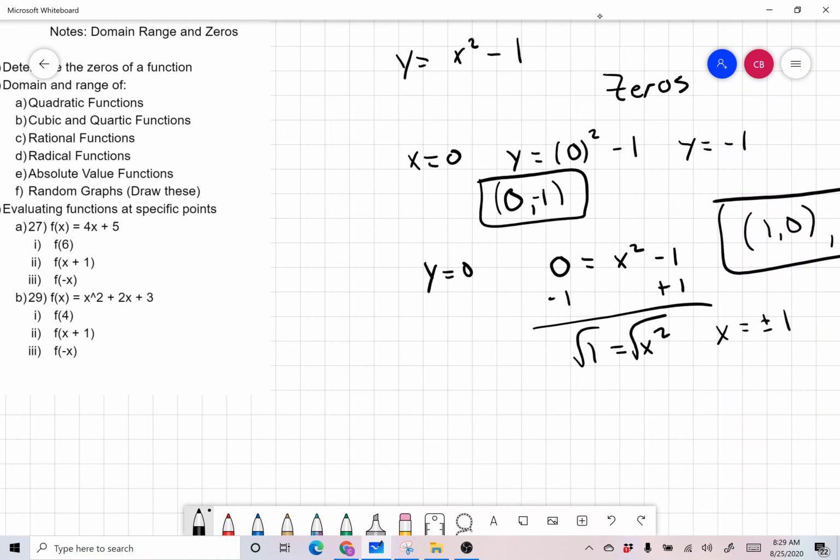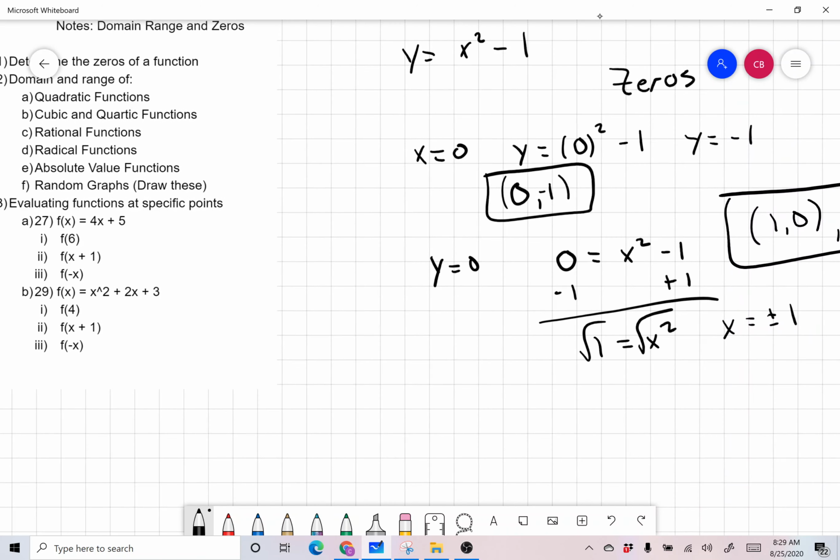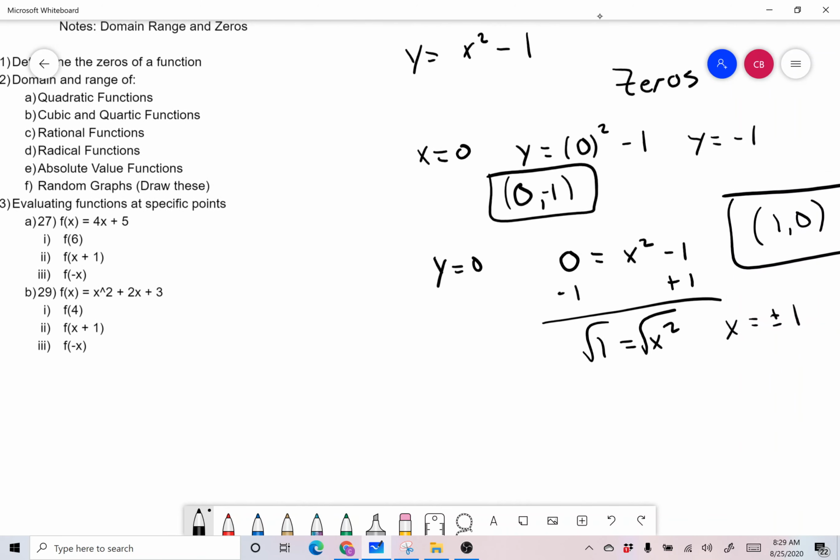If you're going to do cubics and quartics, the cubics just means y is equal to x to the third and the likes of that. Quartics is just y is equal to x to the fourth. And you'd plug in 0 for x and solve it, and you'd plug in 0 for y, and then you'd have to try to factor it. So it can be done.